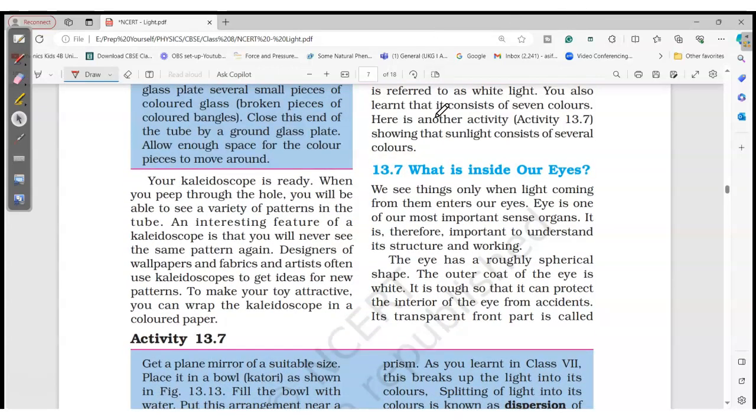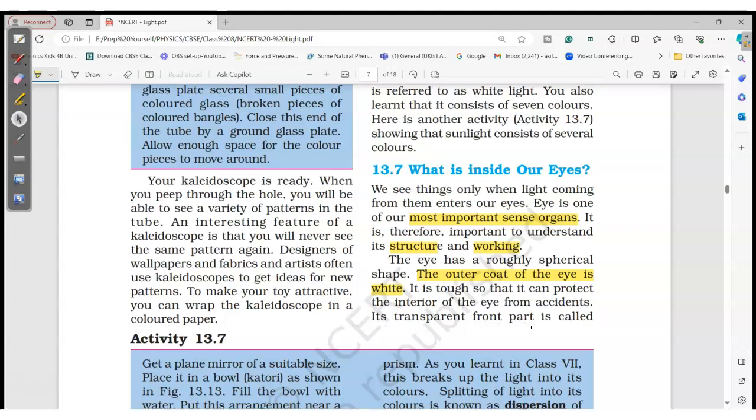We see things only when light is coming from them and enters our eye. Eye is one of the most important sense organs. It is therefore very important to understand its structure and working. The eye has a roughly spherical shape. You can see the outer coat of the eye is white. Okay. It is tough so that it can protect the interior of the eye from accidents.